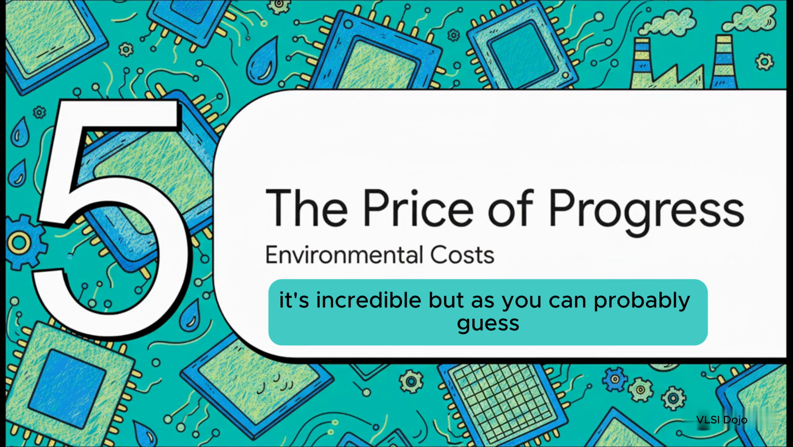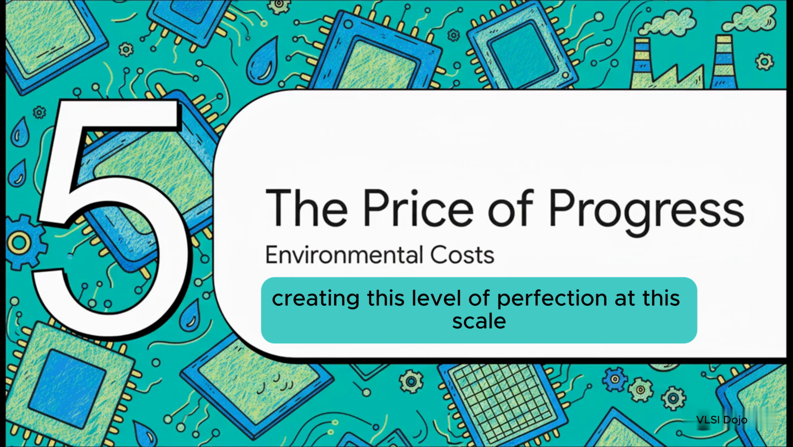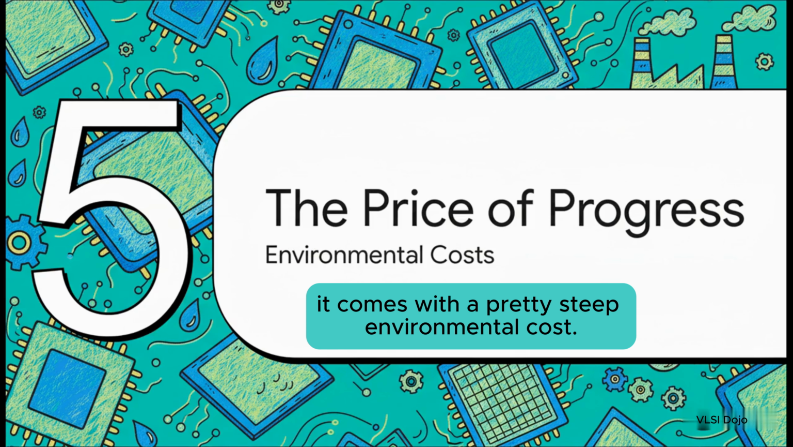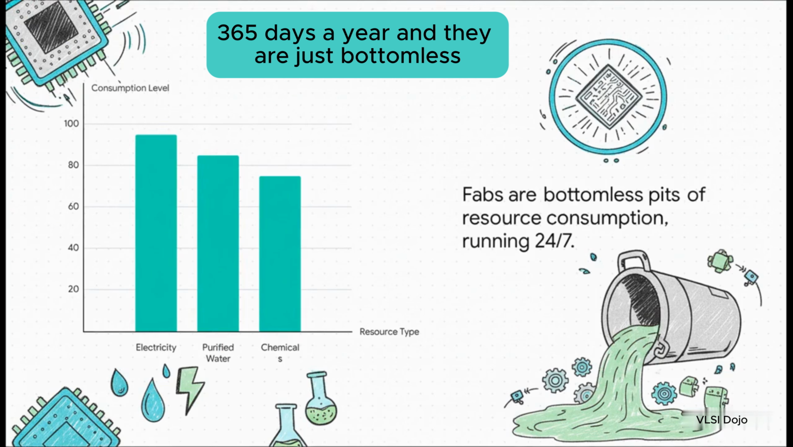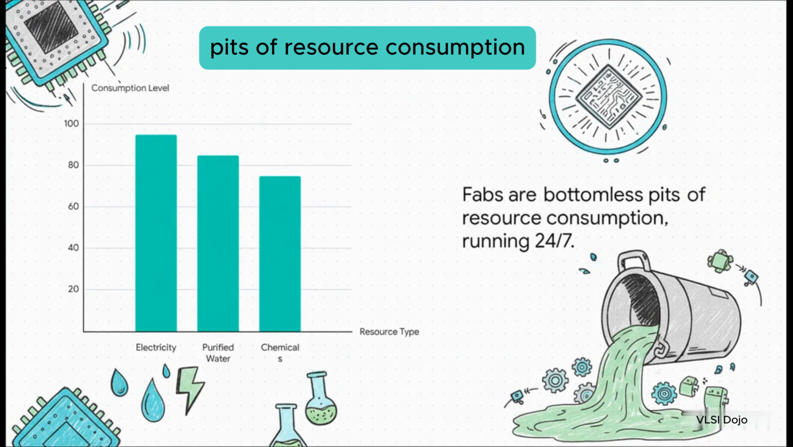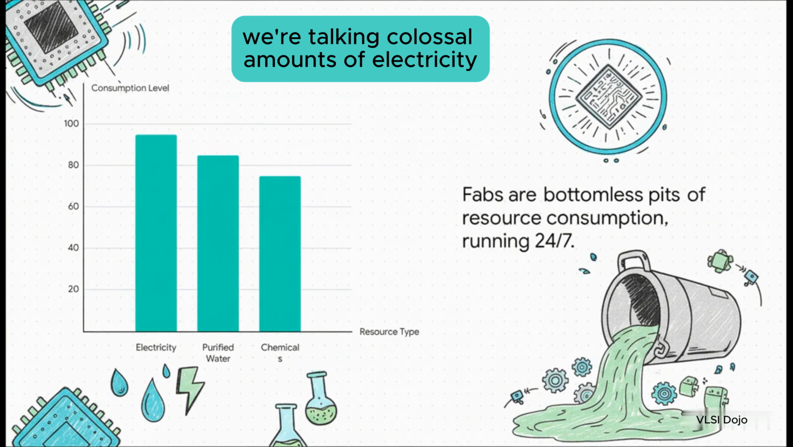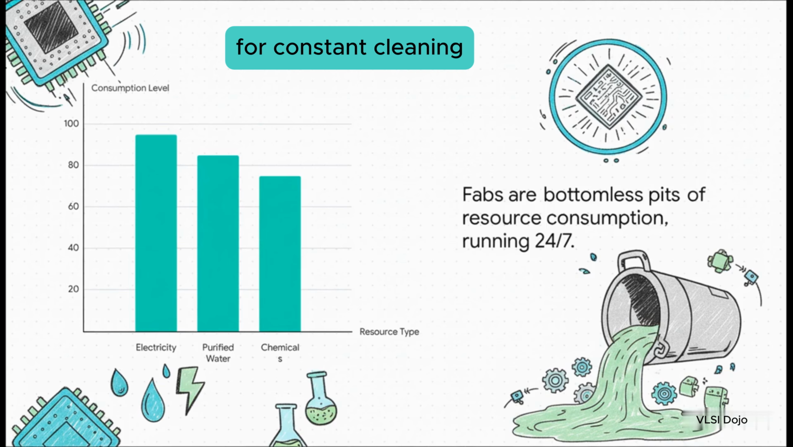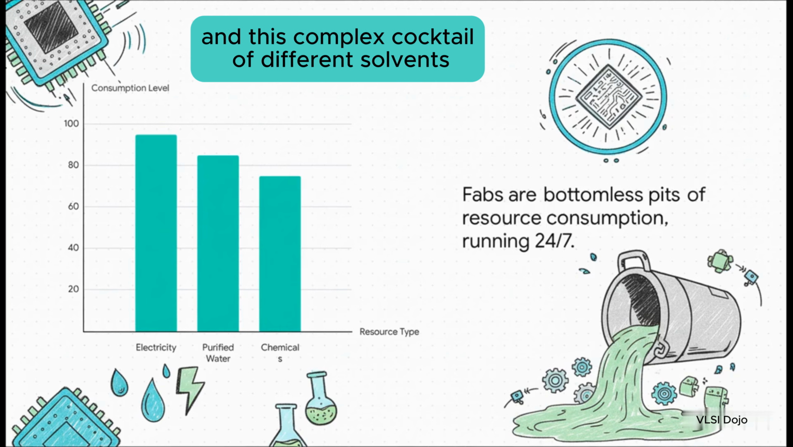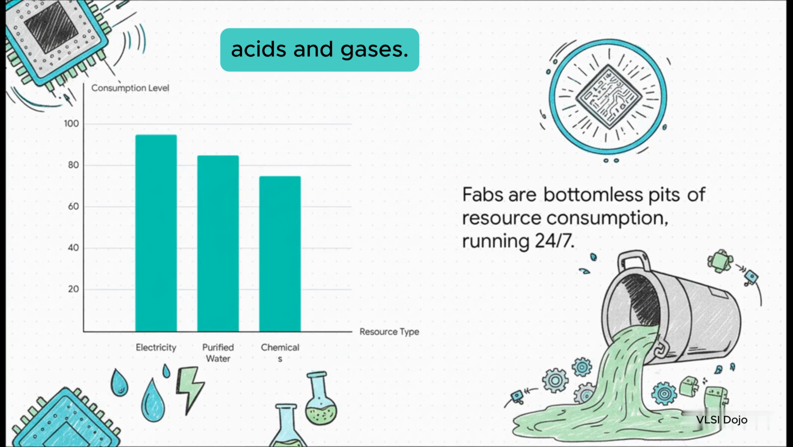It's incredible. But as you can probably guess, creating this level of perfection at this scale comes with a pretty steep environmental cost. These fabs run 24/7, 365 days a year, and they are just bottomless pits of resource consumption. We're talking colossal amounts of electricity to power everything, vast quantities of ultra-pure water for constant cleaning, and this complex cocktail of different solvents, acids, and gases.